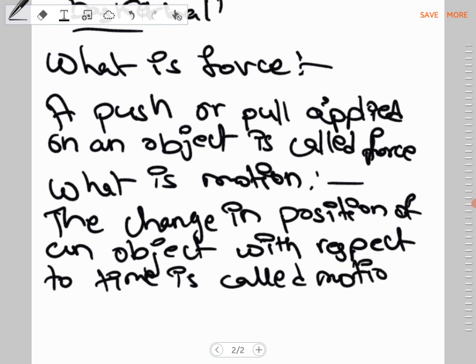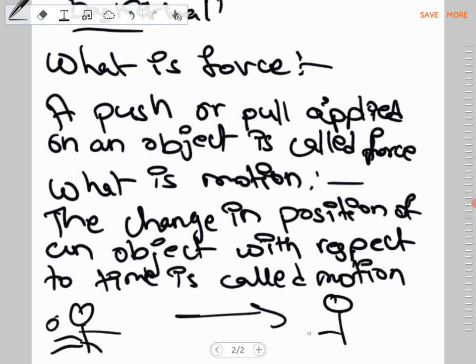Example, if you're going on a road trip to Alaska or something, or any place, Hawaii. I mean, I don't think you will need to do a road trip for Hawaii, but if you're going anywhere, you're obviously changing positions, like from your house to the school. With respect to time, yeah, you take time to move, right? So this is what motion is.